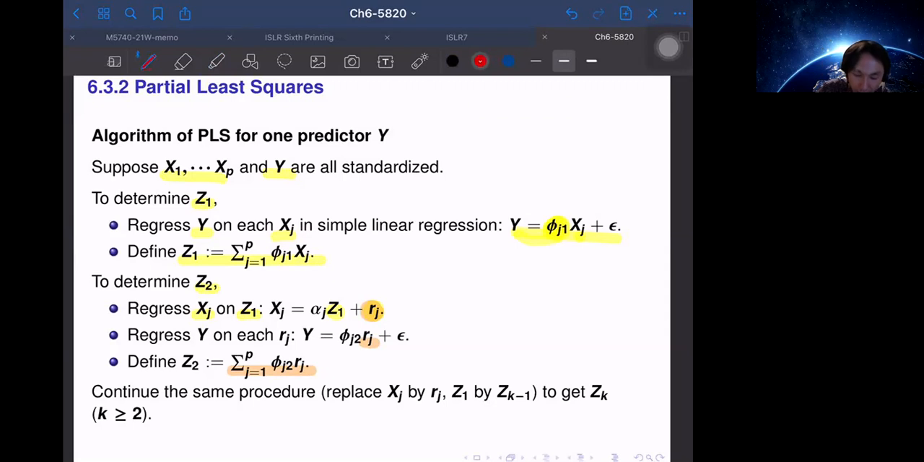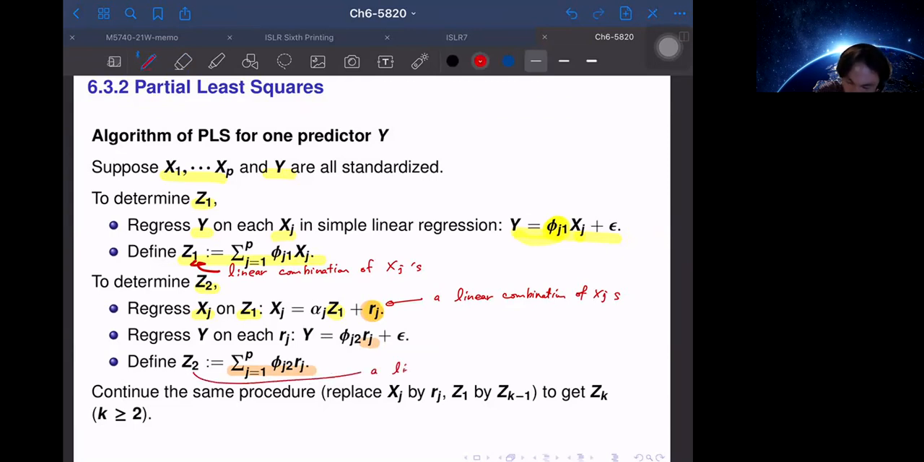And z1 is a linear combination of xj's. That means that rj is also a linear combination of xj's. So if we take the linear combination of rj, this entire quantity z2 is also a linear combination of xj. Anyway, we are taking linear combinations of xj. In that sense, it's similar to principal component analysis and principal component regression, but we define these coefficients in a different way.